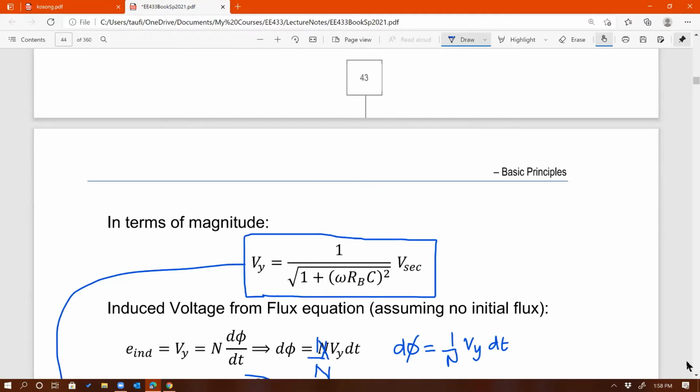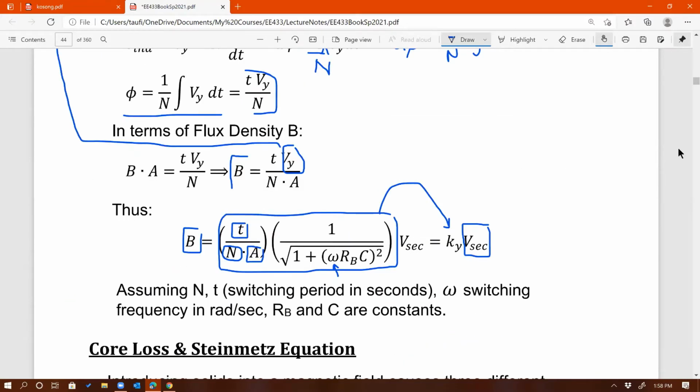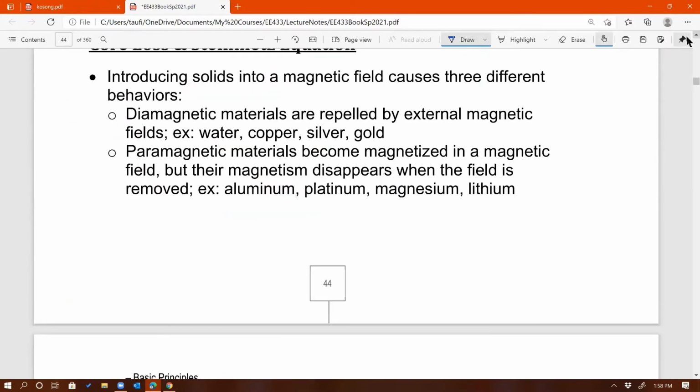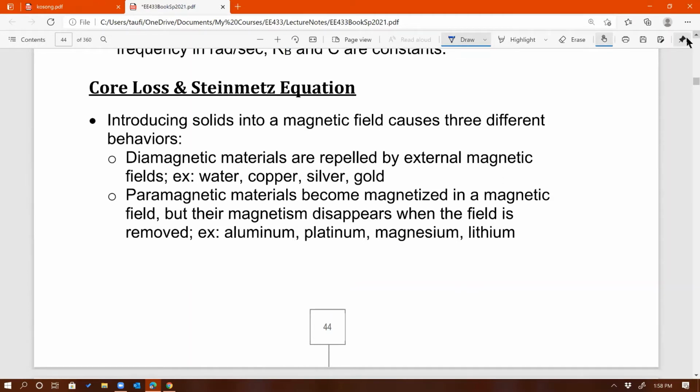Any other questions? Okay, if not, let's move on to the next topic. Core loss. Oh yeah, it's a big topic, core loss. Okay, so introducing solids into a magnetic field causes 3 different behaviors. The first one is diamagnetic. I don't know if I pronounce this correctly.